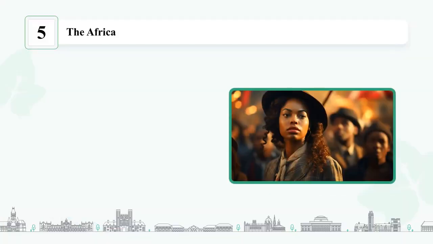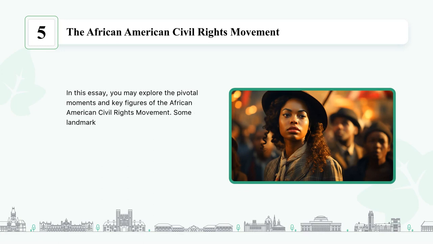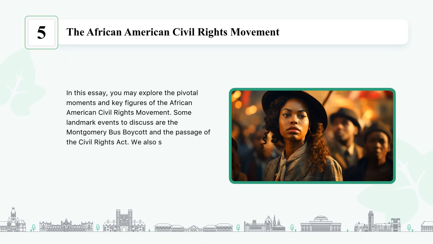The African American Civil Rights Movement. In this essay, you may explore the pivotal moments and key figures of the African American Civil Rights Movement. Some landmark events to discuss are the Montgomery bus boycott and the passage of the Civil Rights Act. We also suggest you examine the leadership of Martin Luther King Jr., Rosa Parks, Malcolm X, and other activists.